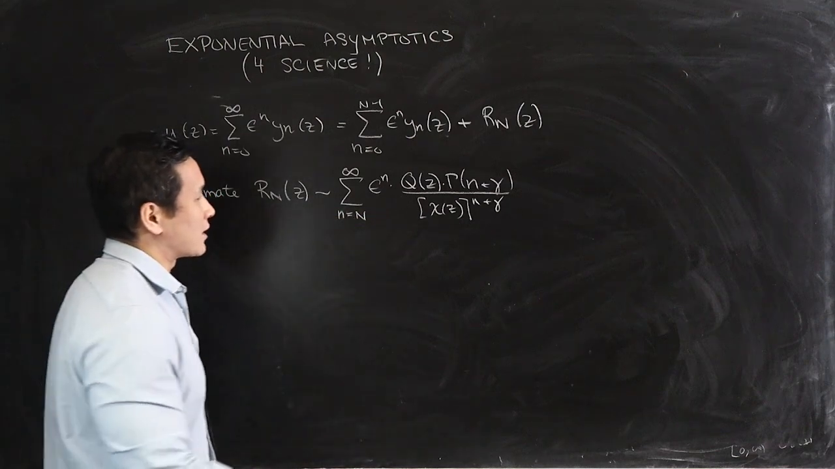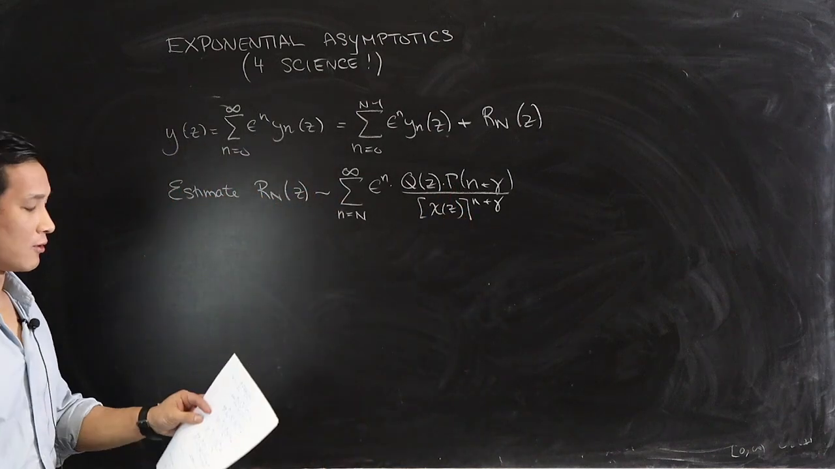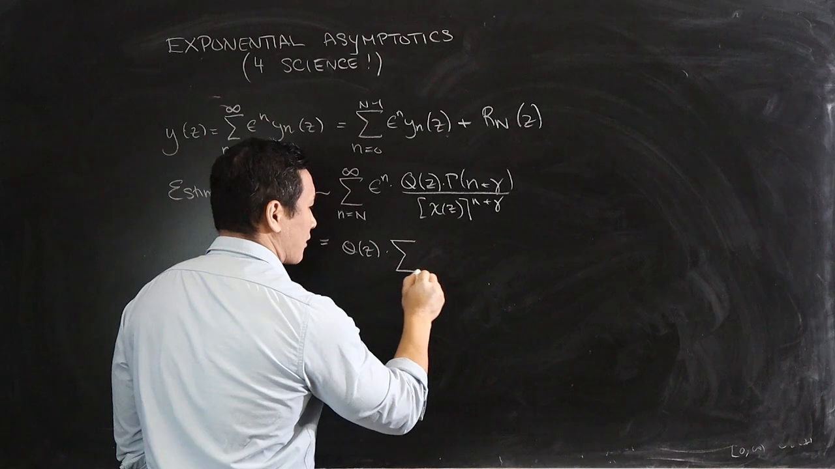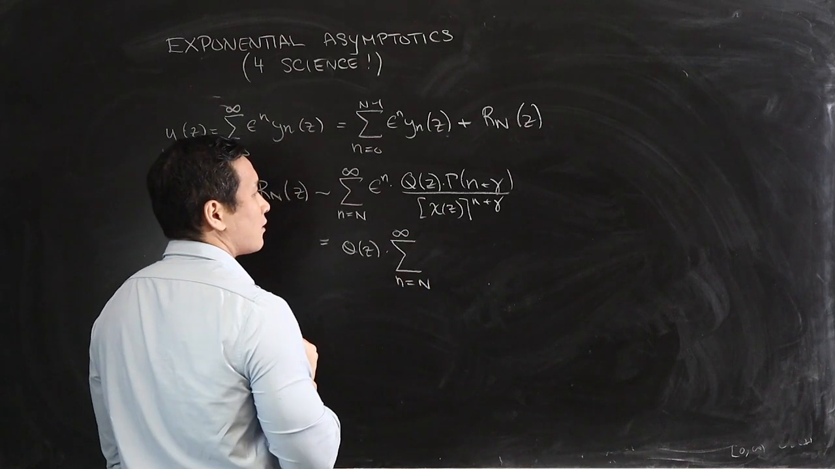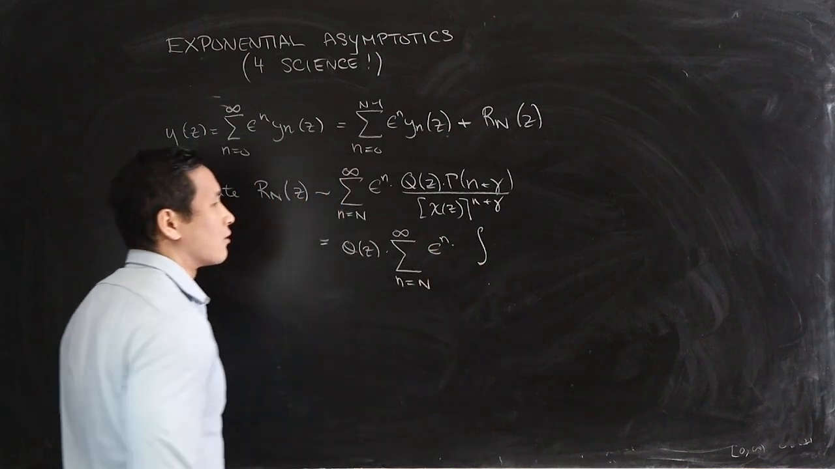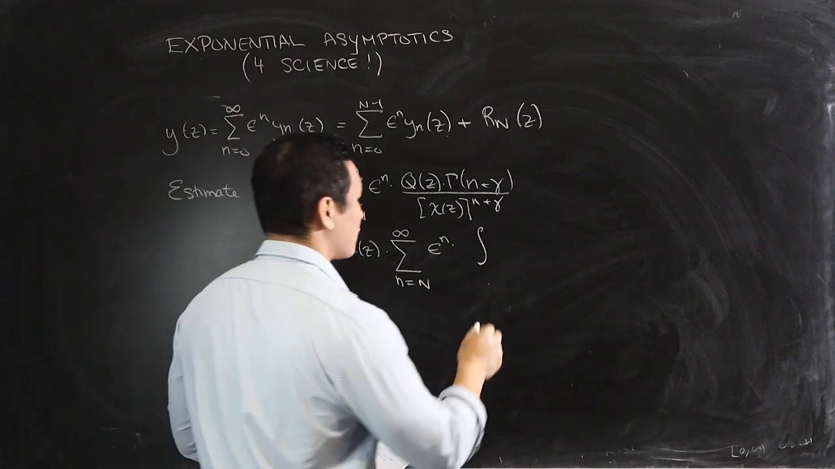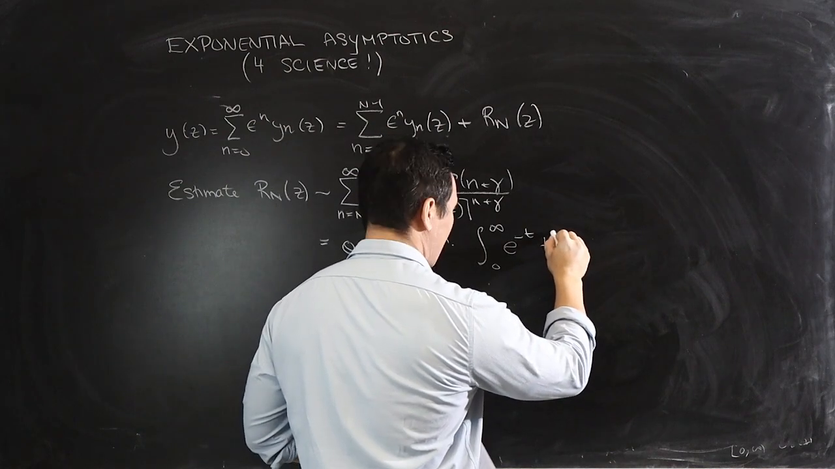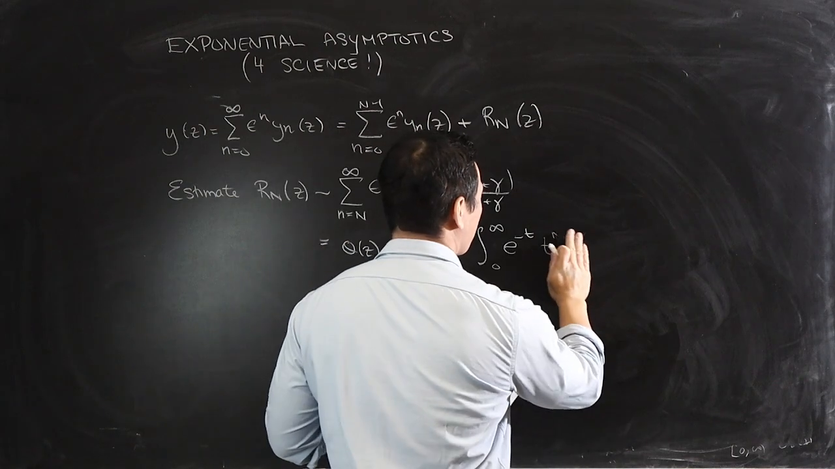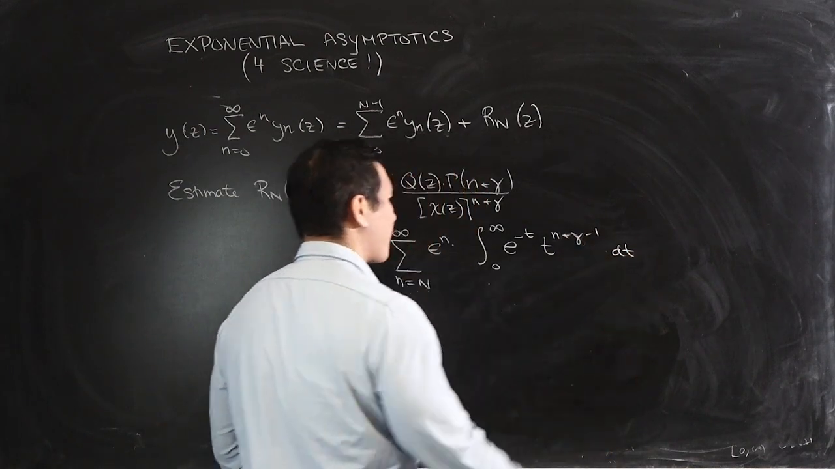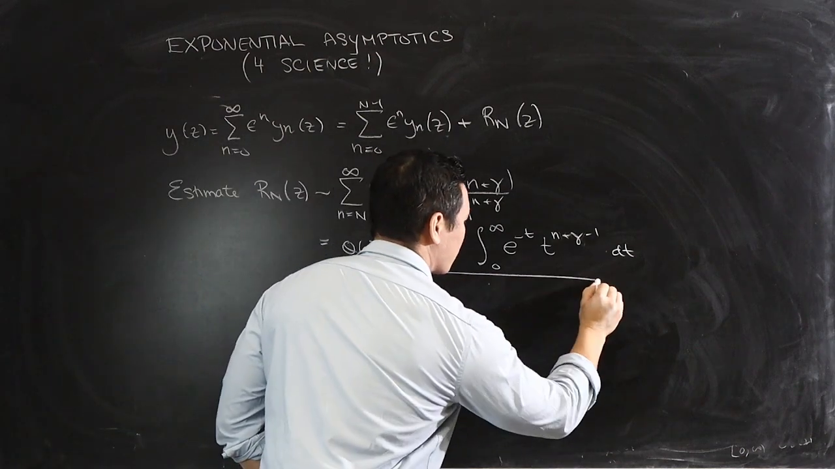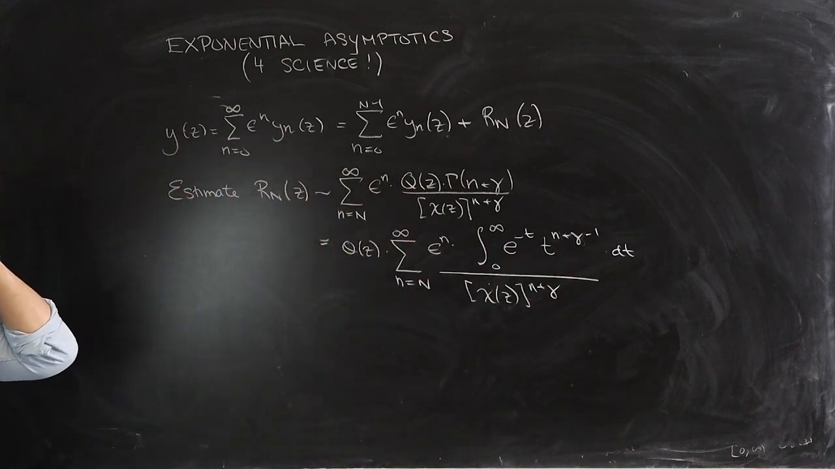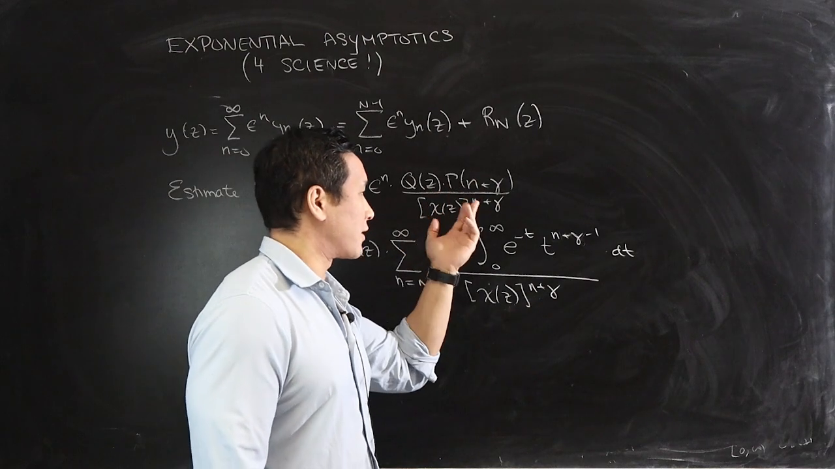Well, what I can do is rewrite the gamma function as an integral and then figure out what that might tell me. So I can write q of z here, and then my sum from capital N to infinity, with an epsilon to the n, and then I can write down an integral expression for the gamma function. This is an integral from 0 to infinity of e to the minus t, t to the n plus gamma minus 1, dt. And then I've got my chi included as well. That's all fine and good as long as your gamma function stays away from the singularities.